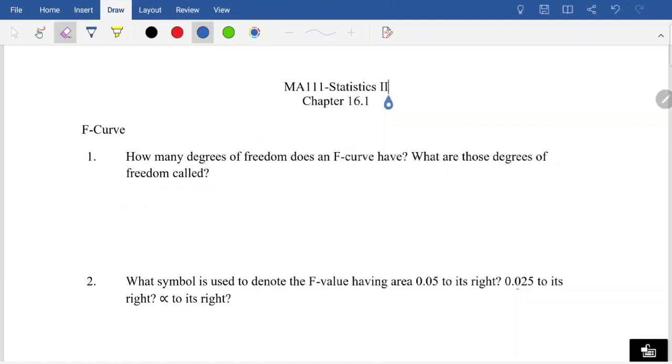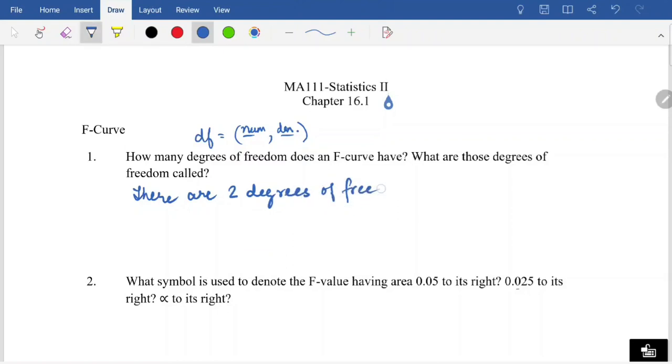If you recall, the F curve's distribution, which is df, is represented by a pair of values. The first one is the numerator value, and the next one is the denominator value. So how many degrees of freedom does an F curve have? 2 degrees of freedom. So we should say there are 2 degrees of freedom in an F curve.